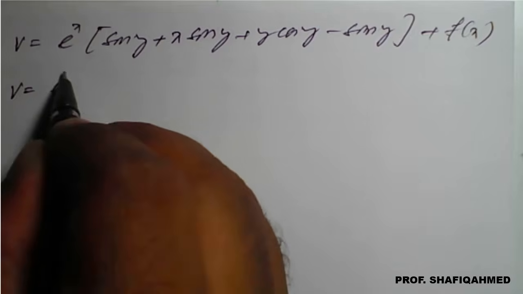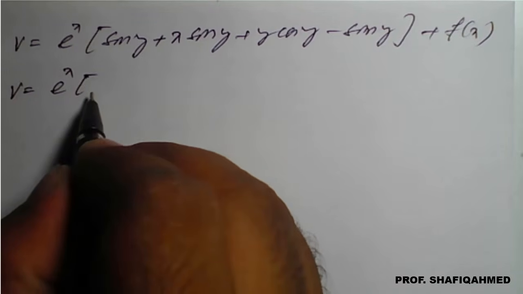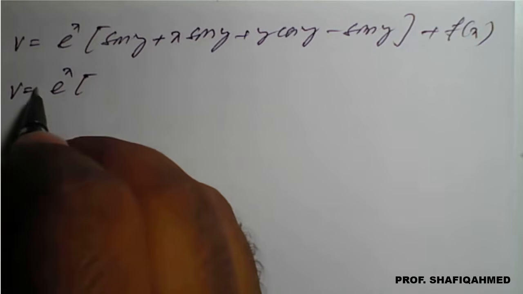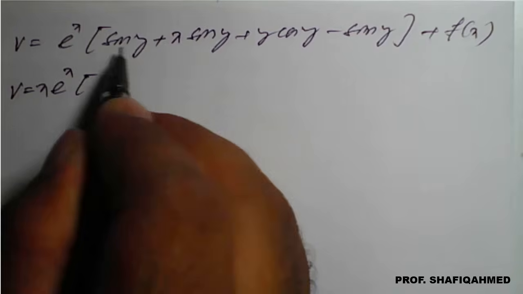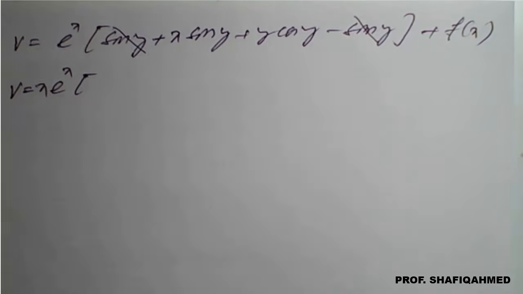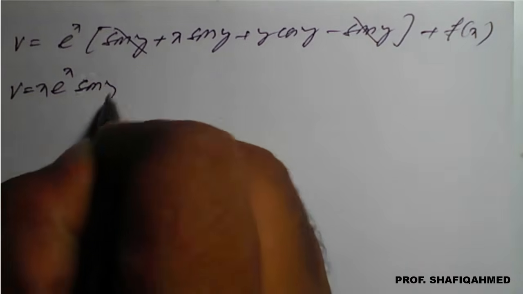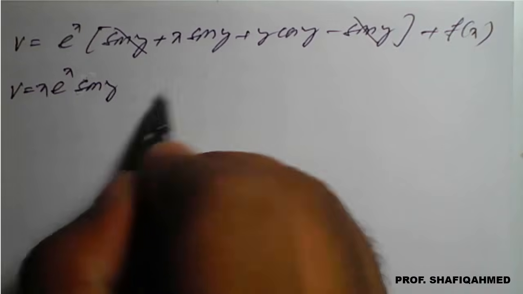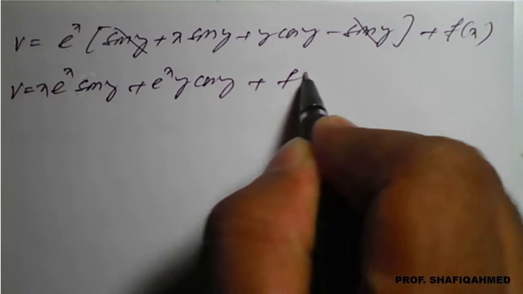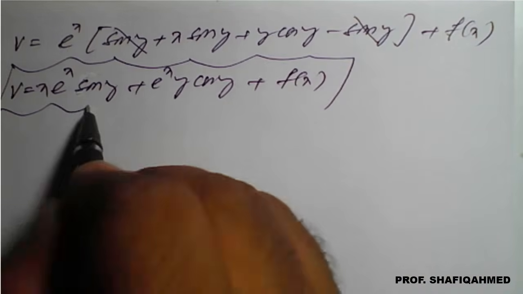So v is equal to e raised to x into, so we'll get here as it is, you open the bracket better, so we'll get e raised to x into x sin y, because this sin y cancels. So we'll write that one, it is sin y, then e raised to x into y cos y plus f of x. So this v, we got it finally now.